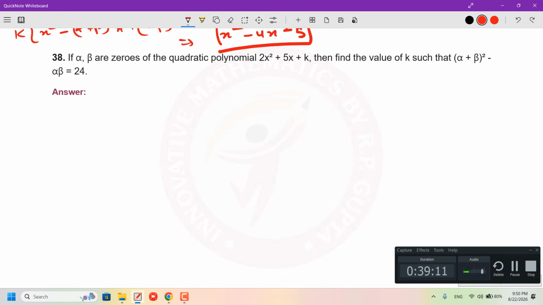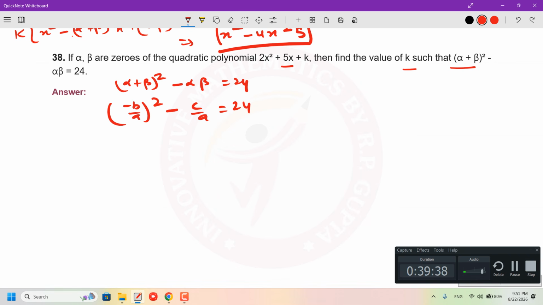Now alpha and beta are the zeros of quadratic polynomial. Then find the value of k if alpha plus beta the whole square minus alpha beta equals to 24. Acha. So alpha plus beta is minus b by a the whole square minus c by a equals to 24. So this one is minus 5 by 2 the whole square minus k by 2 equals to 24. So 25 by 4 minus k by 2 equals to 24.